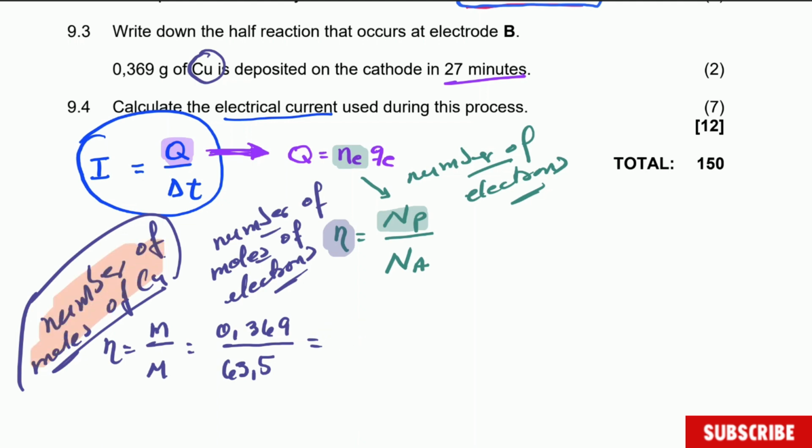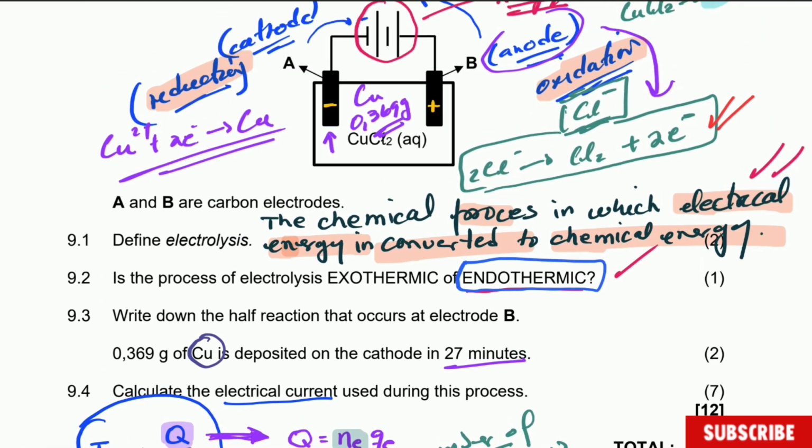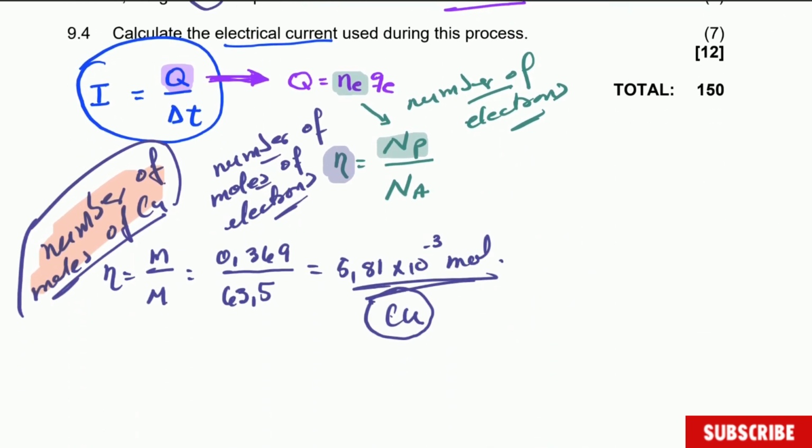So from here, this will give you 5.81 times 10 to the minus 3 mole. This is for copper, for Cu. But we go back here to the half cell we have. We're going to rewrite it on this side here.